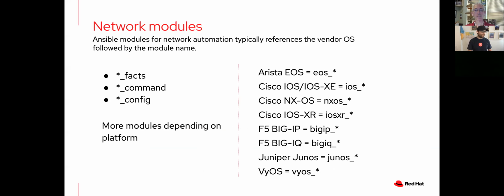So the networking modules in particular always have a prefix for the vendor that you're working with. So you'll always see facts, command, and config options for most of them, and then that prefix will be the vendor's prefix. So EOS, IOS, all those things. Just pay attention to that. It helps if you're searching through the documentation to know these shortcuts. Know that Cisco IOS XE is IOS, and that kind of stuff.